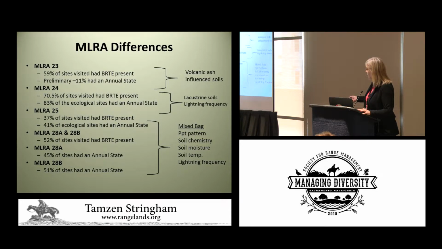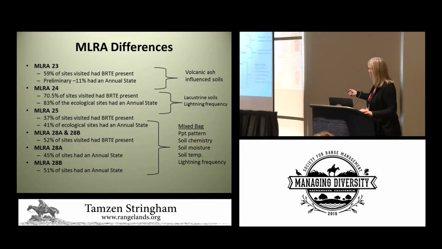28A and B, 52% of the sites had Bromus tectorum present. We're not done modeling here yet, so I'm not ready to tell you this number yet. And 28A, 45% of the sites had an annual state. Well, maybe I am. And 51% of the sites had an annual state. These aren't out the door yet. Next week. We'll call this preliminary.